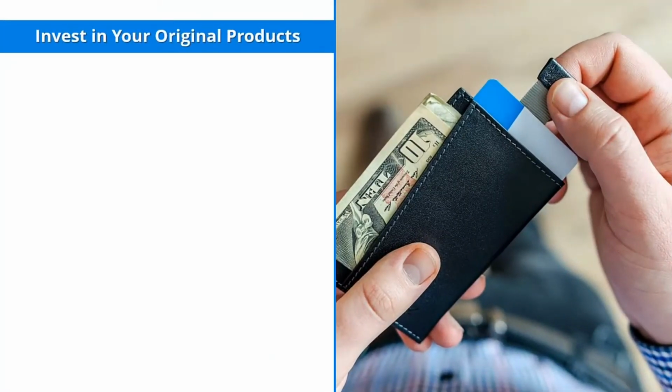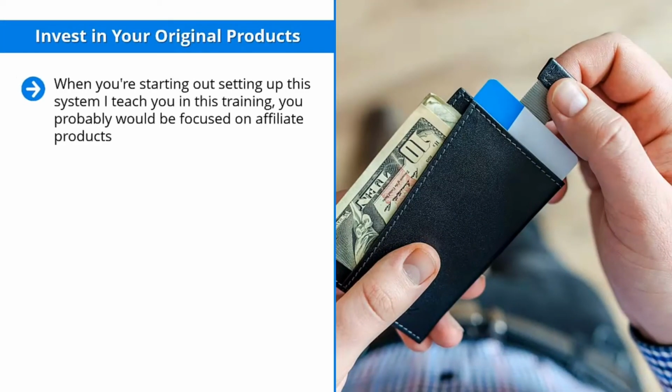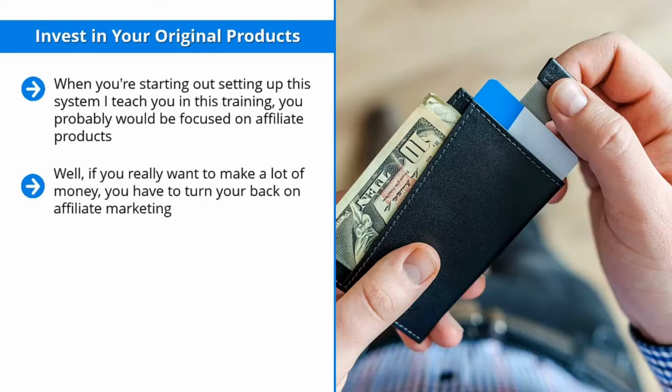Invest in your original products. When you're starting out setting up this system I teach you in this training, you probably would be focused on affiliate products. You get an affiliate link from an affiliate program, you market that link in your email updates. When somebody clicks on that link and buys something, you get a commission. Pretty straightforward, very simple. Well, if you really want to make a lot of money, you have to turn your back on affiliate marketing. You really do. Instead, you have to sell your own stuff.